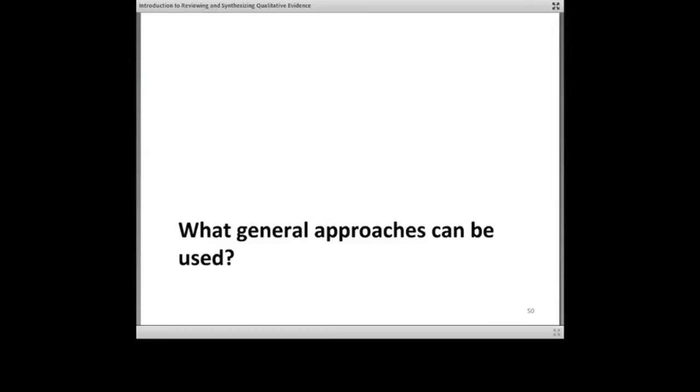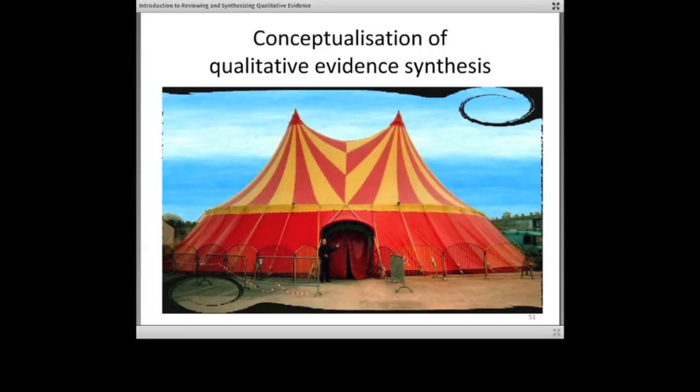We can move on to some of the general approaches that can be used in qualitative evidence synthesis. And to me, that's a very difficult thing to do, because it used to be simple in the quants bit, where you had to choose between a random or a fixed model. To me, the approaches to qualitative evidence remind me of a big, huge circus tent that hosts all these different approaches, and they're very different in terms of methodologies, perspectives, strategies they use. It is really a little bit more complex than choosing between a fixed or a random model in meta-analysis.